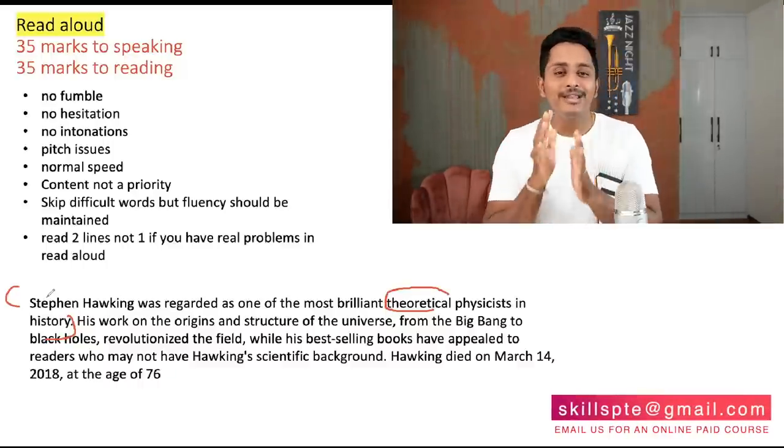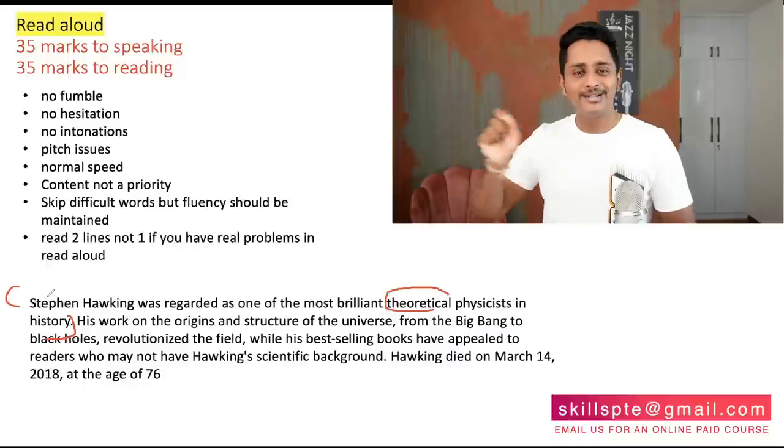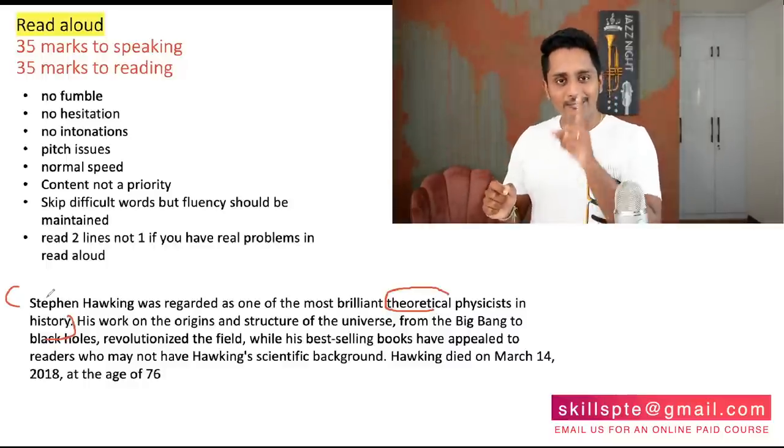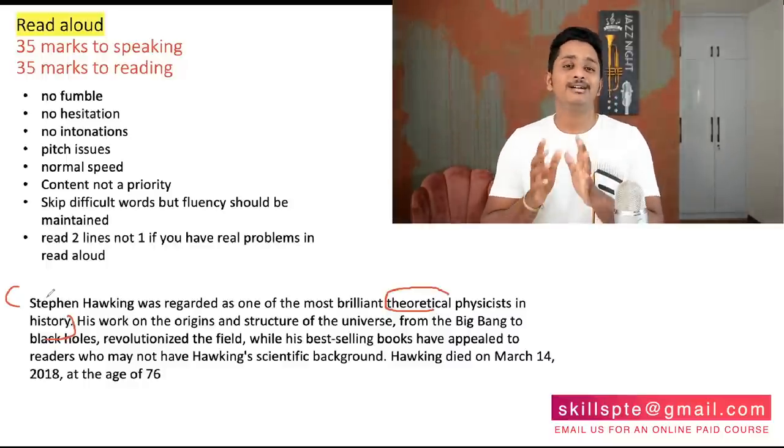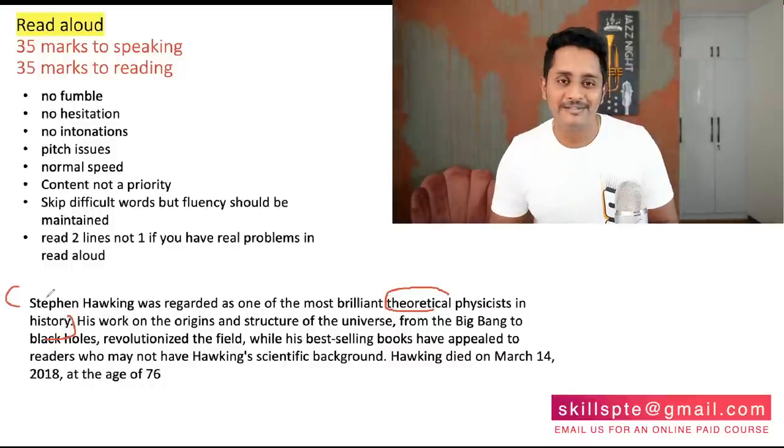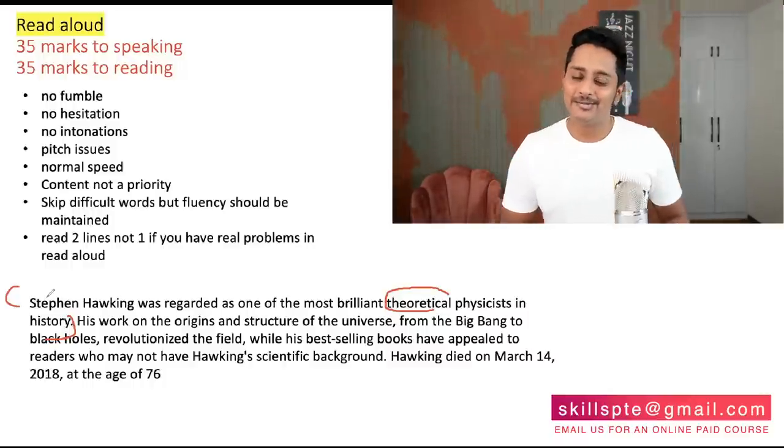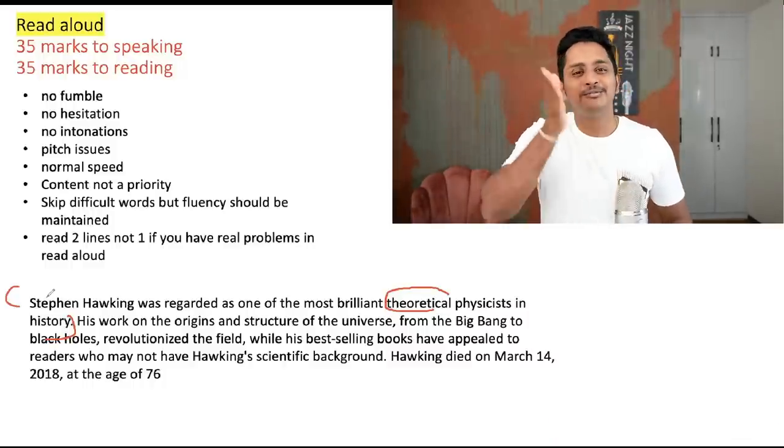Correct. So hope you are getting it. It's not like it's one line working, one line working, one line working. One line will work if you speak perfectly. But 1% of the people speak perfectly. The remaining 99% of the people have problems here with respect to fumbling and hesitation.